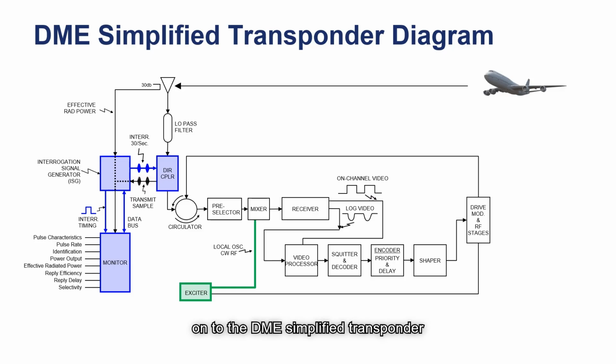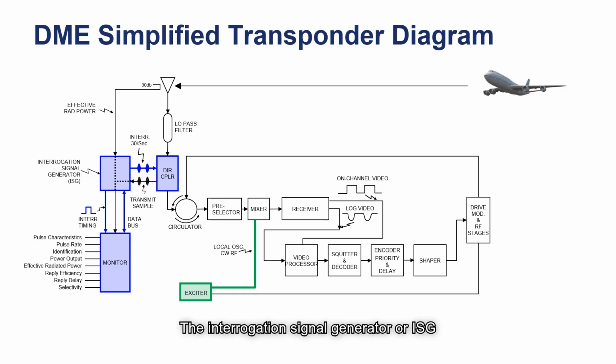Let's next move on to the DME simplified transponder block diagram. Here we can see interrogations could potentially come from two sources, the aircraft or the monitor. Aircraft interrogations don't allow the monitor to measure reply delay because it doesn't know when the interrogation started. We basically really care about the monitor interrogations in this regard.